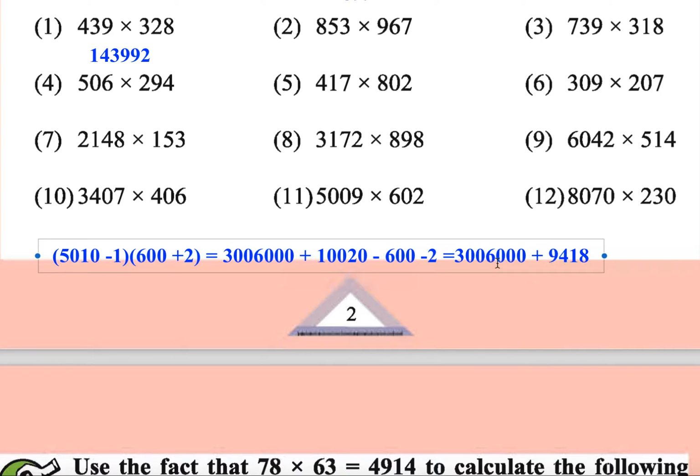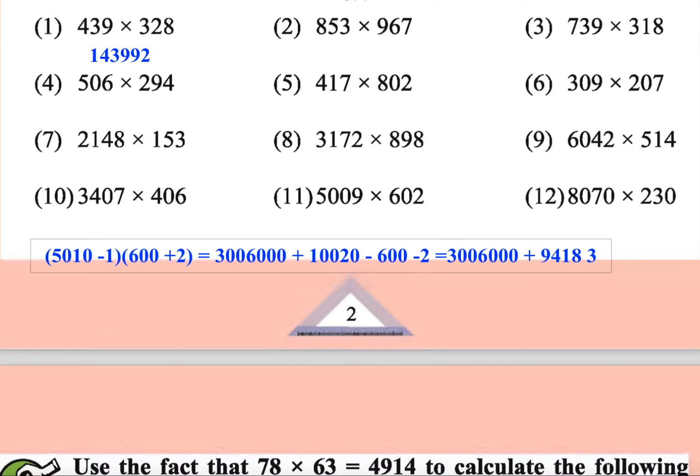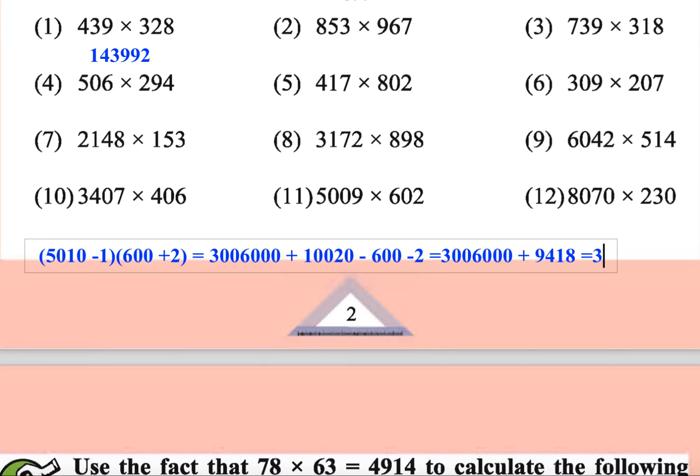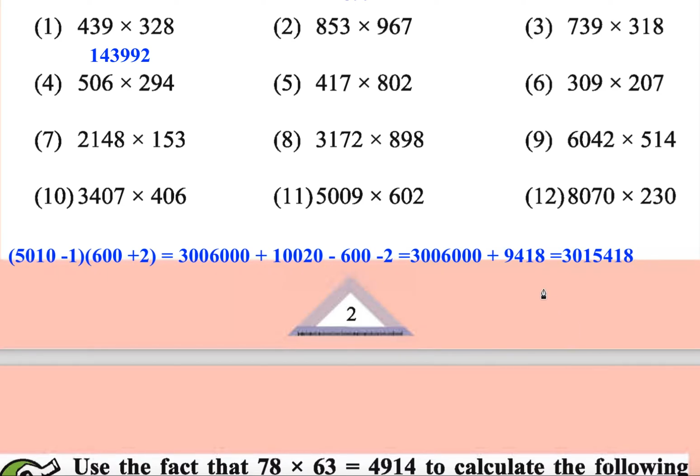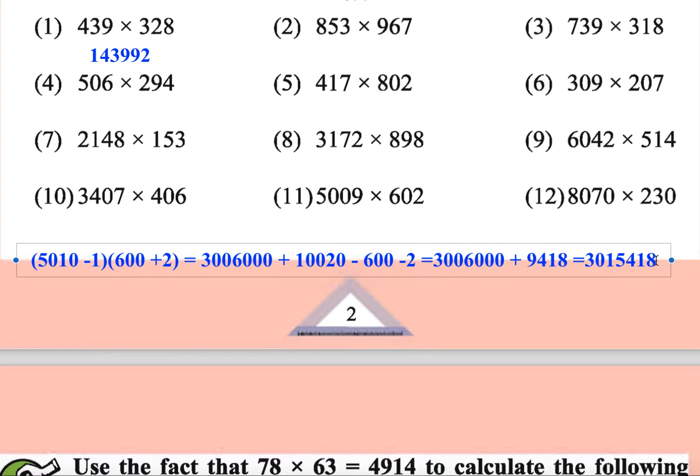Now add 9,000 to this. You will get 15,000. Okay, 3 lakh. Sorry, 3, 0, 15,418. So that is the answer. 30 lakhs 15,418. Okay.